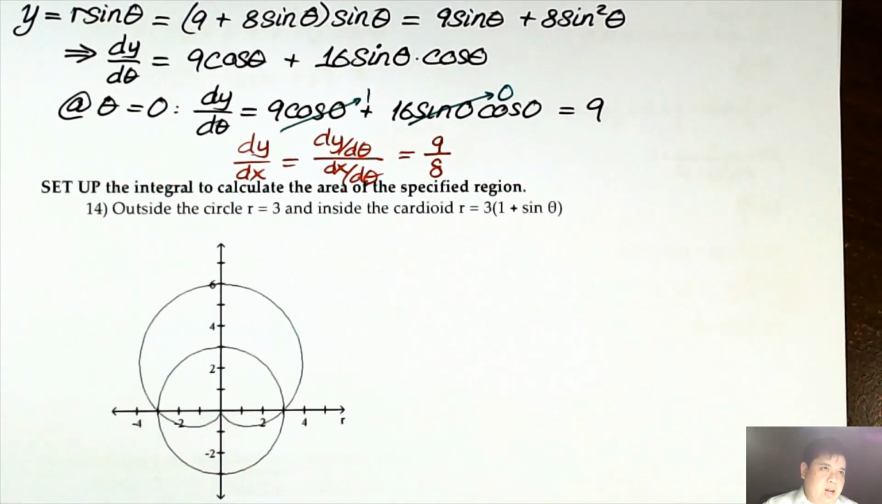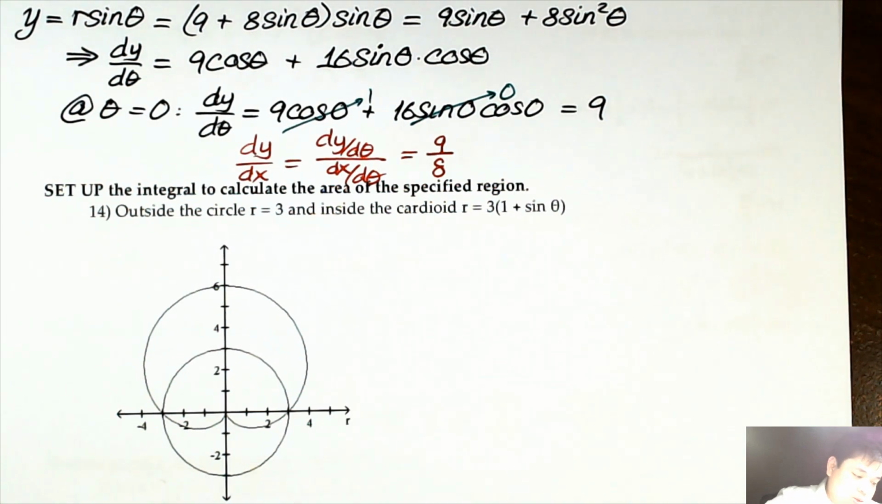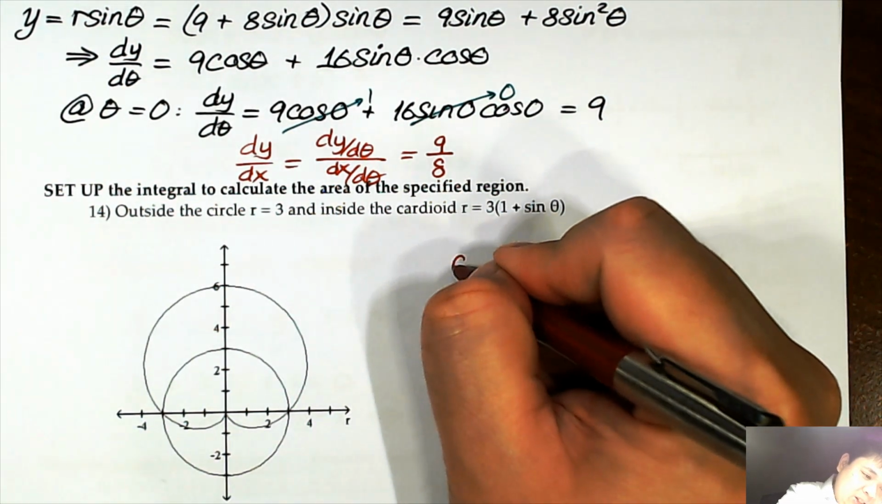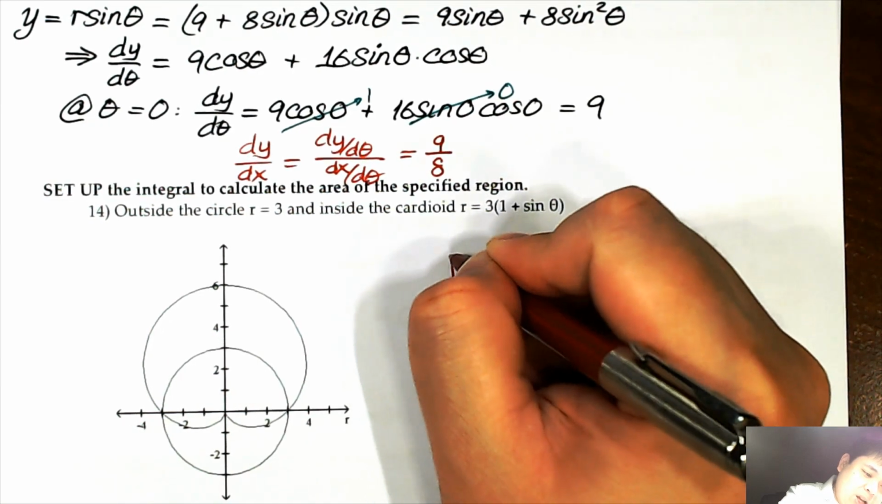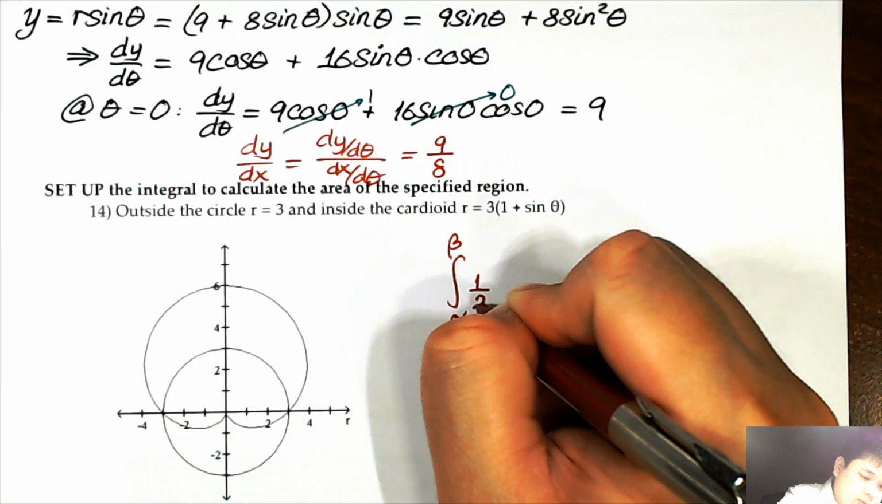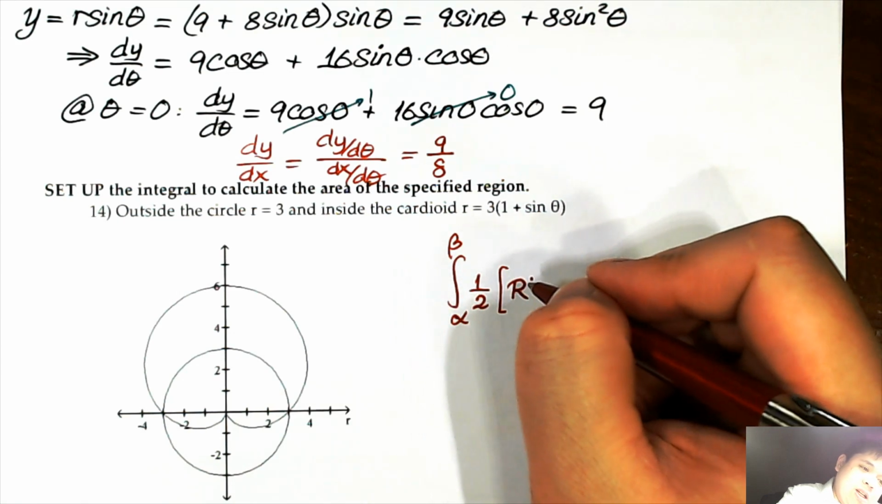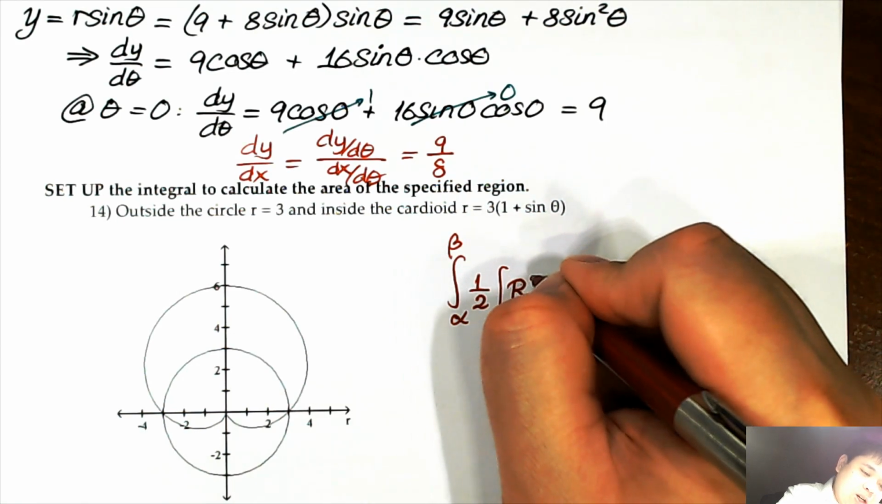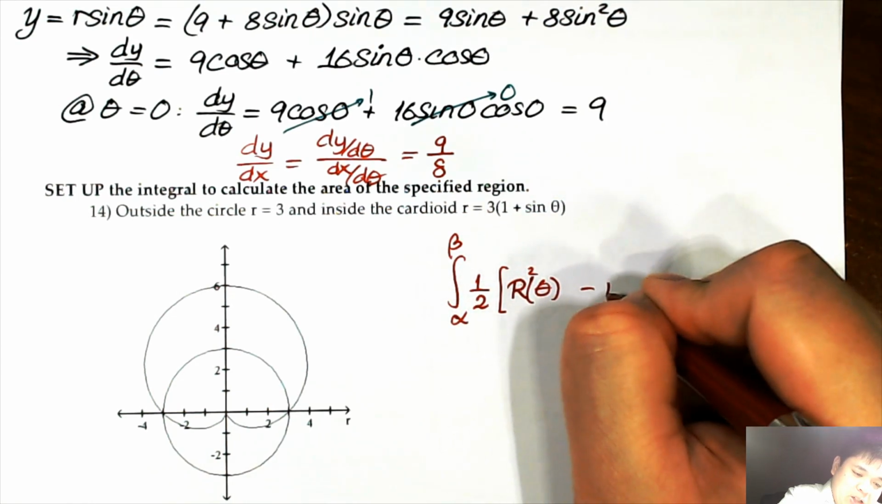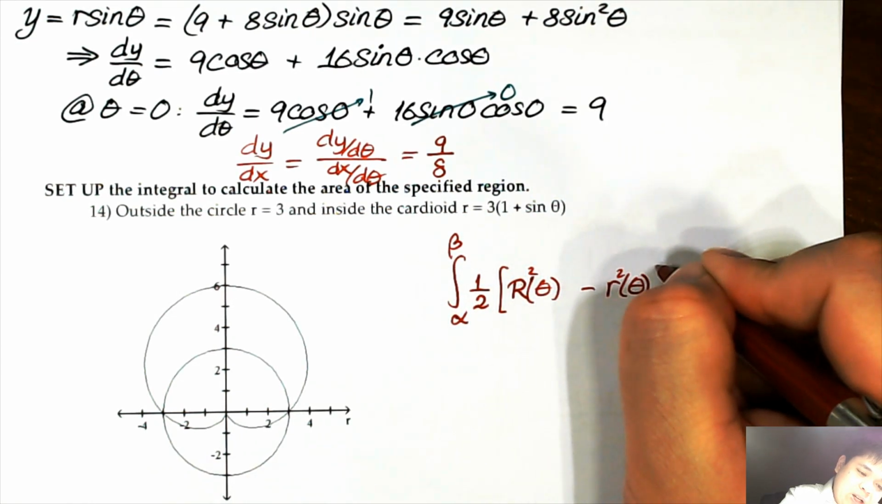The last problem, we just have the formula to calculate the area between two polar curves. It's not really important how to derive the formula here. The objective of the problem is just how do we set up the integral. I'm going to write the formula first. Between something, let's say alpha and beta, 1/2 the big radius square, that is, the function of theta square minus the little function square.